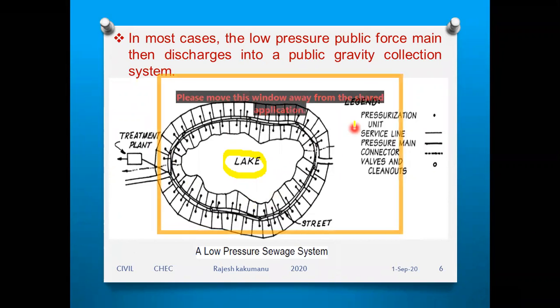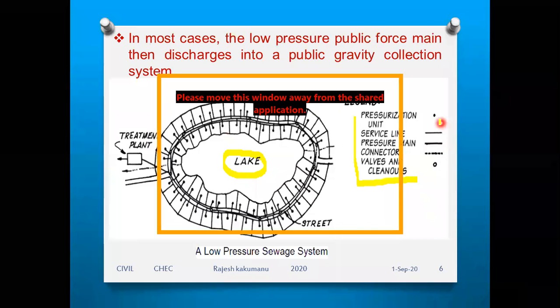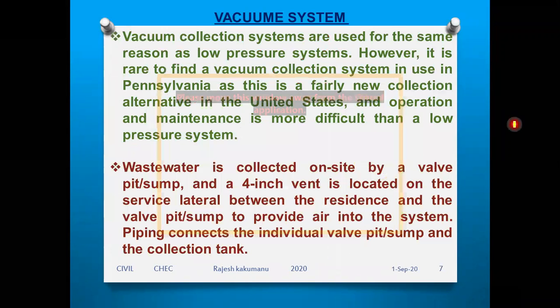The various things. See the legend here. In this legend you can see the different symbols, according to which you can see what things you have. So here what happens? All this waste material is coming through the main sewer pipe to the treatment plant. After getting treated, it is discharged to the atmosphere. That is what you are doing for this low pressure pipe. Next, the third one is the vacuum collection system.